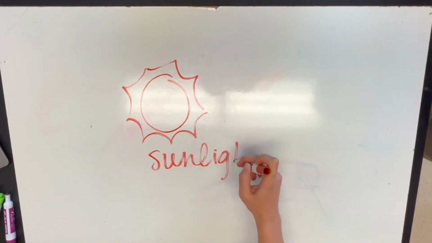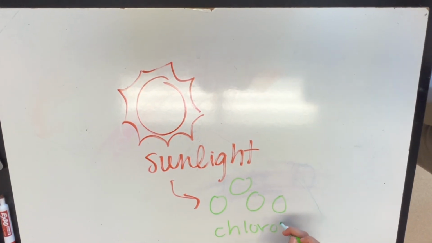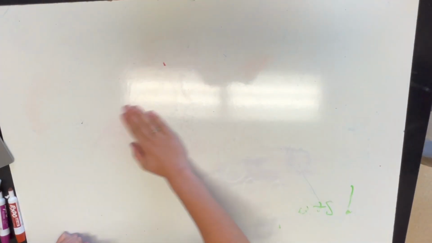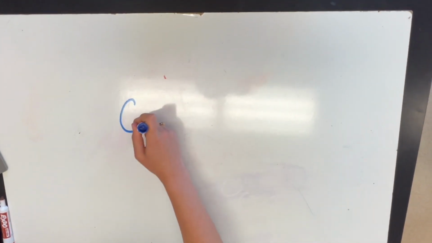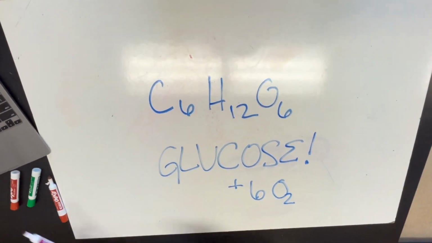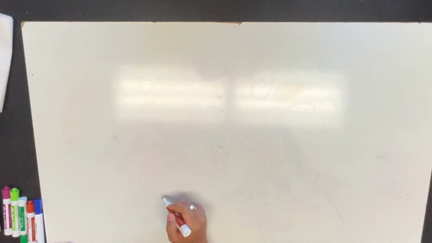The process has two stages, light-dependent reactions and light-independent reactions. In the light-dependent reactions, sunlight energizes electrons, creating ATP and NADPH. In the light-independent reactions, ATP and NADPH convert carbon dioxide into glucose. Photosynthesis is important because it produces food for plants and oxygen for us to breathe.